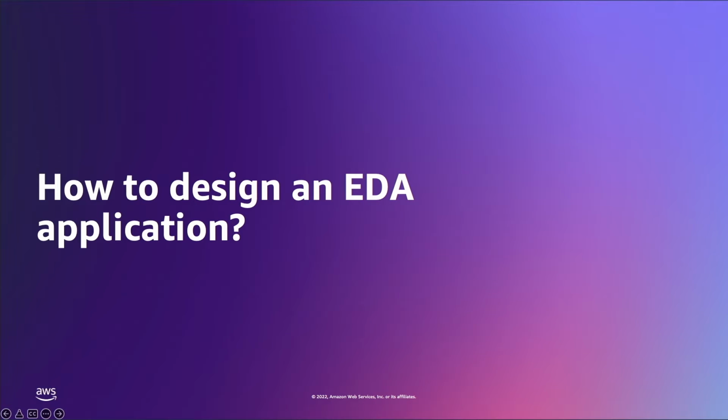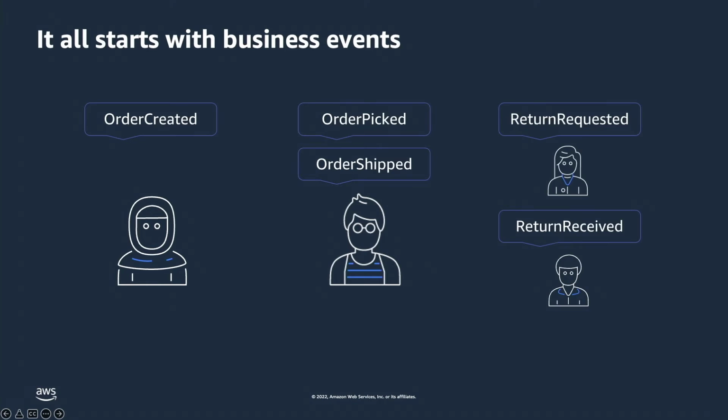So now you know a lot of things. Let's look at designing very briefly. So how do you start? You think about business events. This is a business solution. It's a software architecture. We start from business problems. OK, these are our business events. The order is created. The order has been picked, and so on.